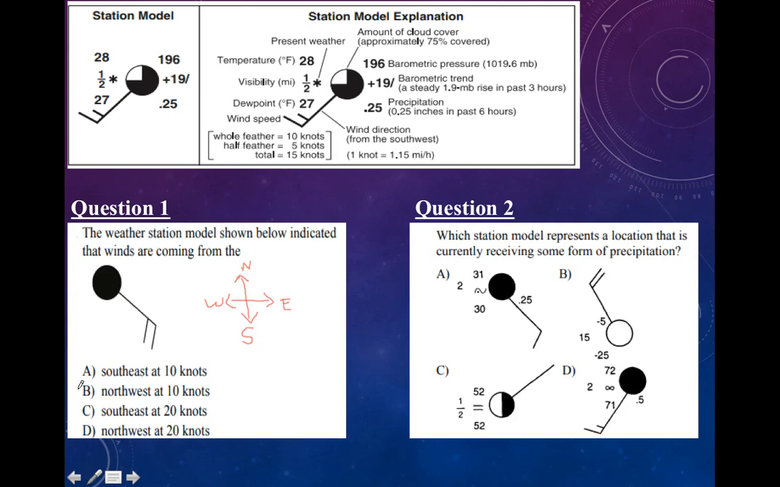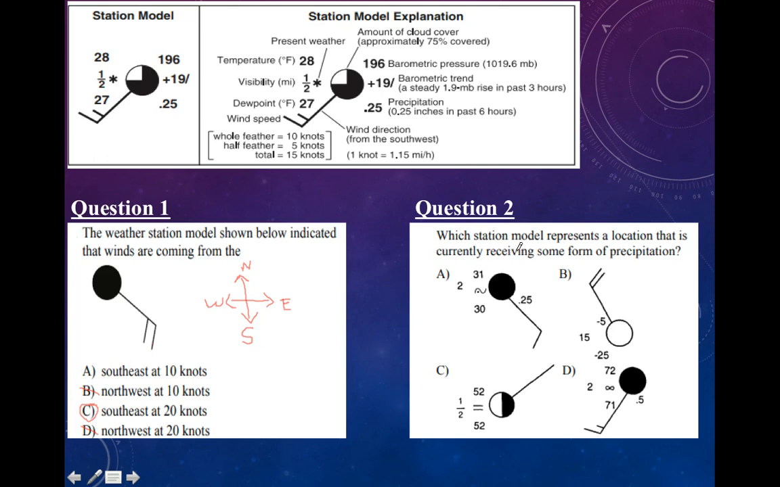So choice A is a possibility, not choice B, not choice D. Now, the difference between A and C is the wind speed. Let's take a look at the feathers. Now remember, a whole feather is 10 knots. We're going to add up the feathers. This is 10, that's 10, 10 plus 10 is 20. There is the correct answer.